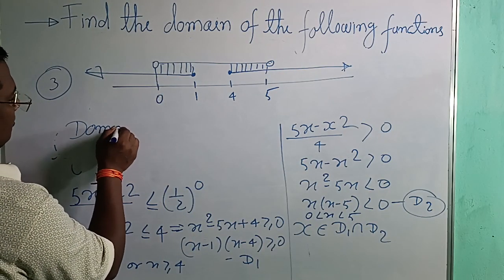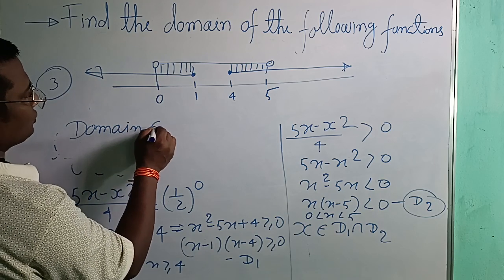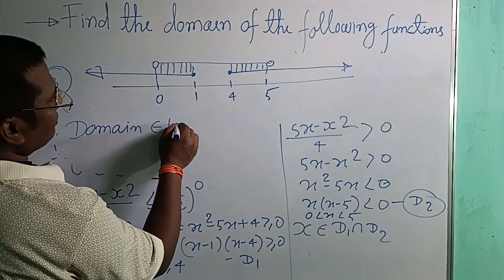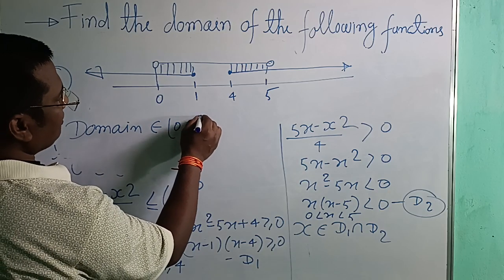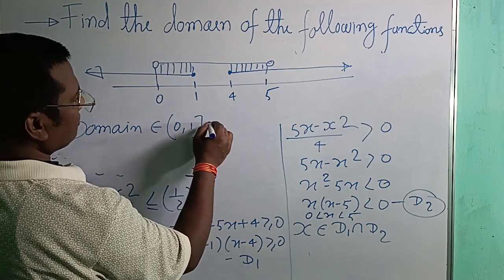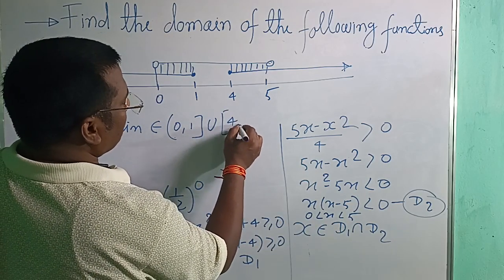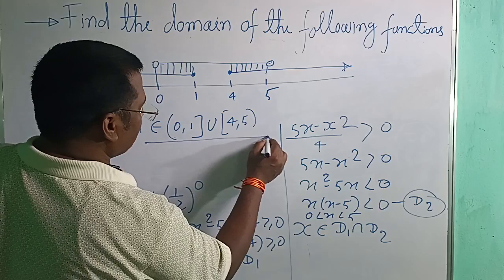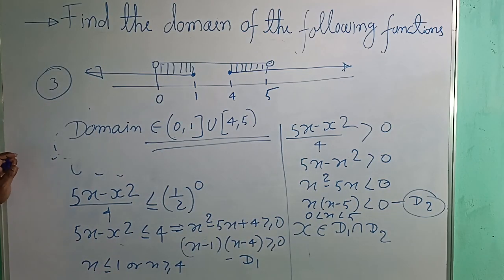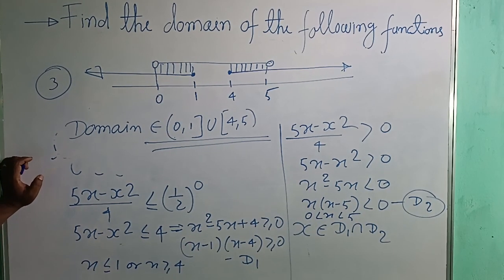domain belongs to [0, 1] union [4, 5]. This is your answer. Okay. Any problem?